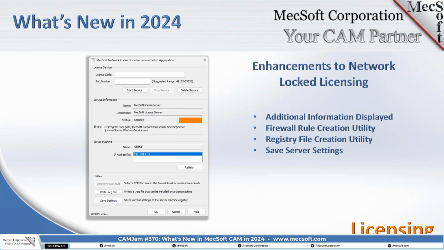This allows IT people to locate the license in the HKLM registry, so that way the clients don't have any idea what license key is being used. This is for protection of licenses. And then also, saving the server settings in the registry. These are some of the user enhancements that have been added to network lock licenses.